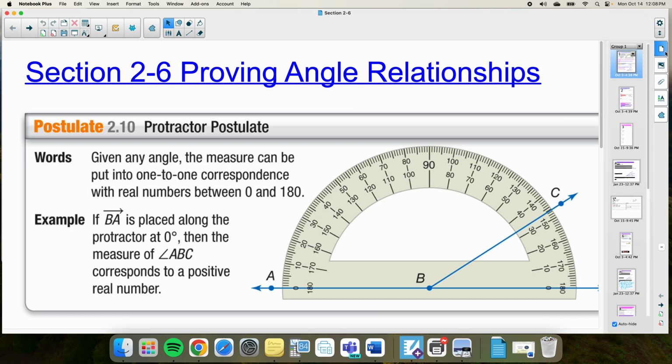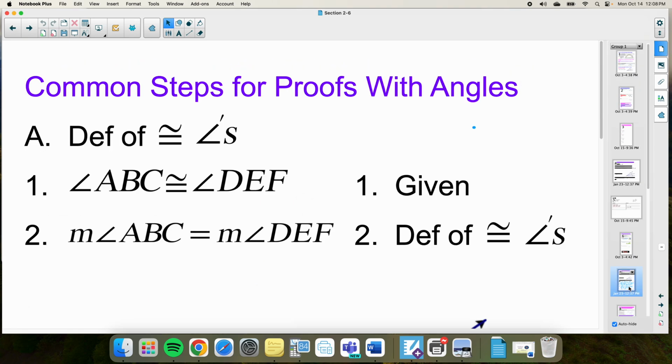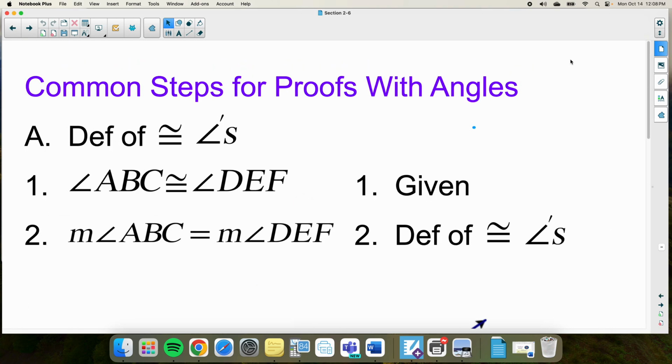Alright, so we are going to start today right here. And last week, we learned what to do when we get stuck with proofs that involve segments. And what you're going to notice, particularly in this section, is that you also have things to do when you get stuck on angle proofs. And they're exactly the same. You're going to notice there are the same steps with angles as there are with segments.